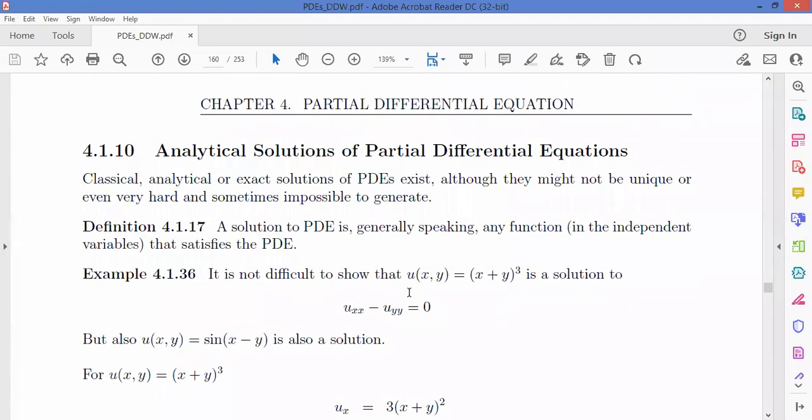Okay, we have analytical solutions of PDEs. Can you guys hear me? The silence is becoming too much. Can I see a yes in the chat? All right, at least people can hear me.